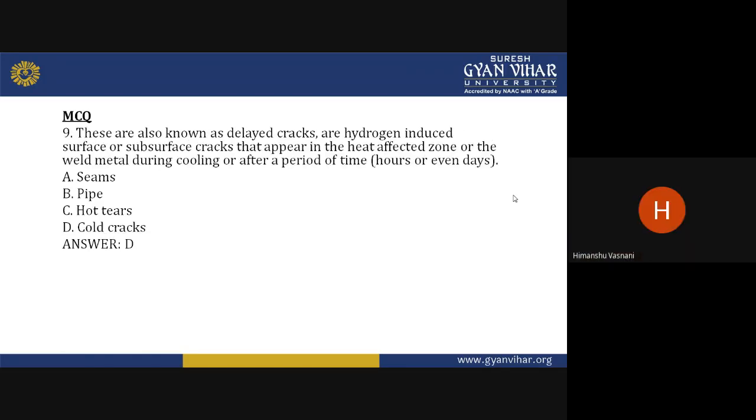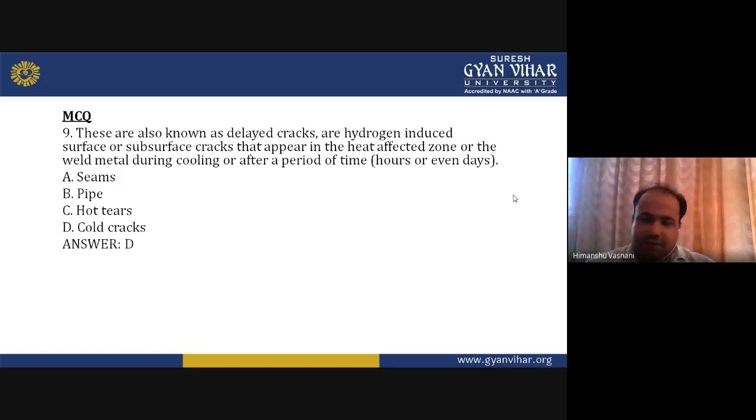The next question: these, also known as delayed cracks, are hydrogen-induced surface or subsurface cracks that appear in the heat-affected zone or the weld metal during cooling or after a period of time, like some days or some hours. So I told you also that it is a kind of cold crack.